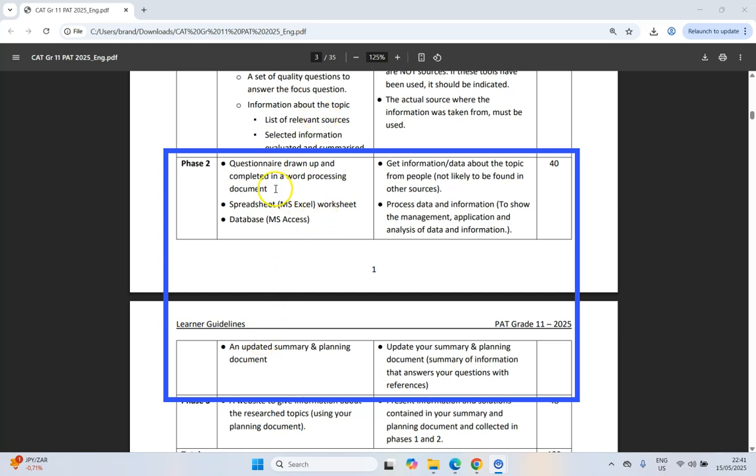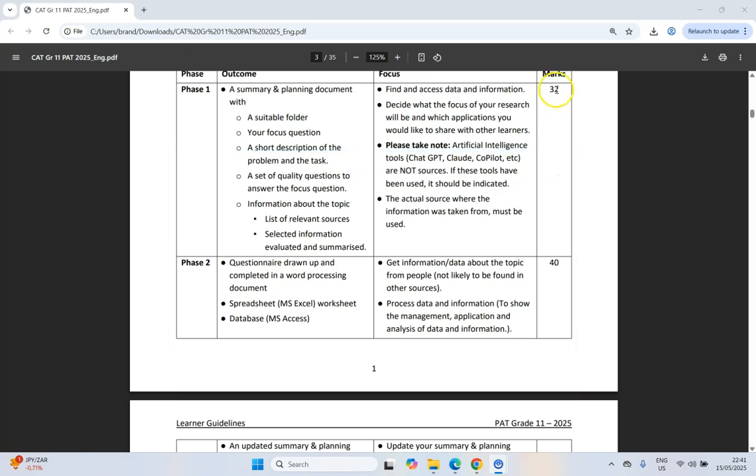You're just going to be taking your spreadsheet charts. You're going to take some information you found from the database, just some general information that you found out from your phase 2, and you're just going to put it into your phase 1 document. And you can see that is 40 marks. That is slightly more than phase 1.